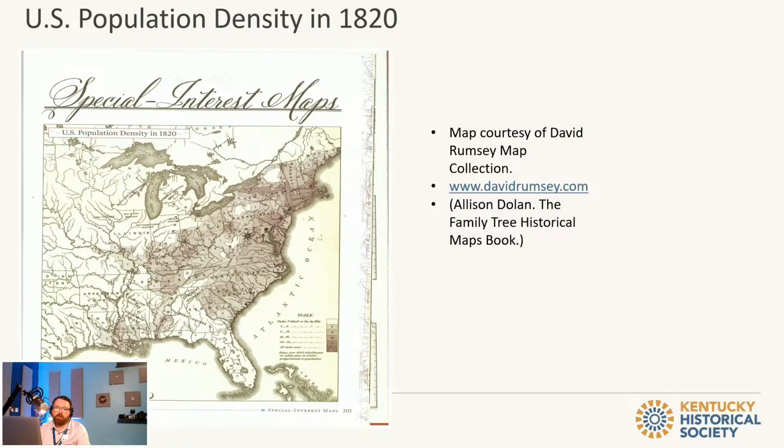And so all of these special interest maps, basically the information I got about these maps comes from the book Family Tree Historical Maps by Allison Dolan. Technically the pictures are from that as well, but they basically got the images of the different maps from the David Rumsey map collection. So that's where I got those from, basically, this section.